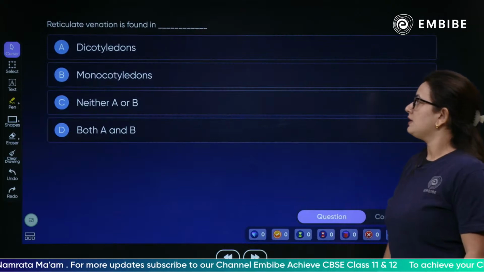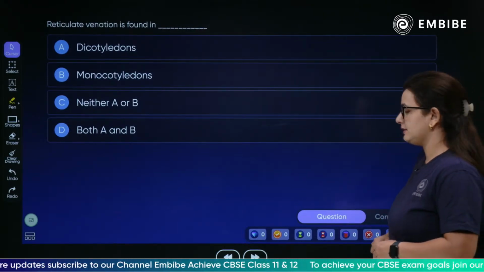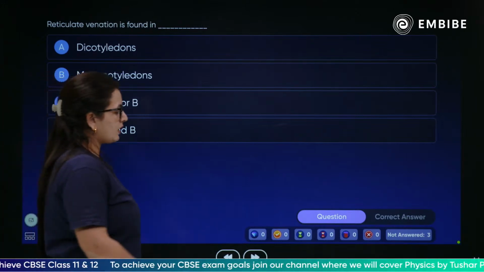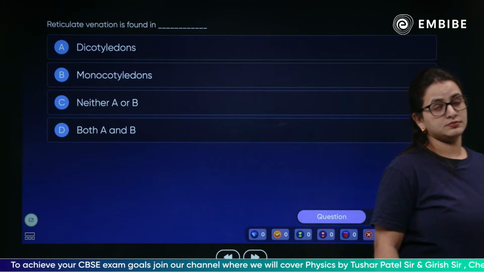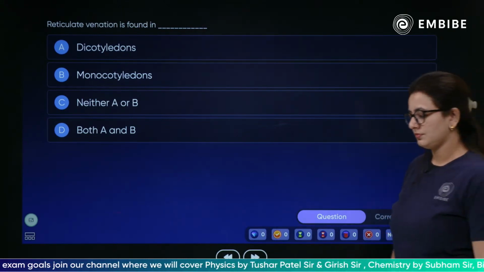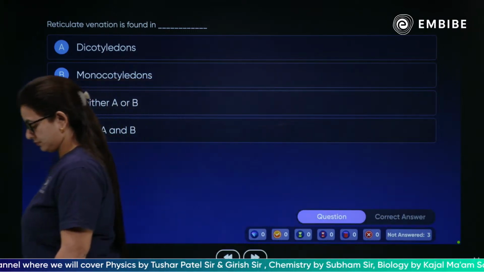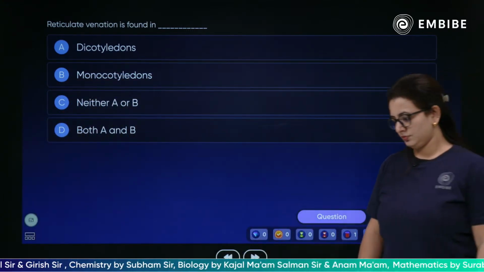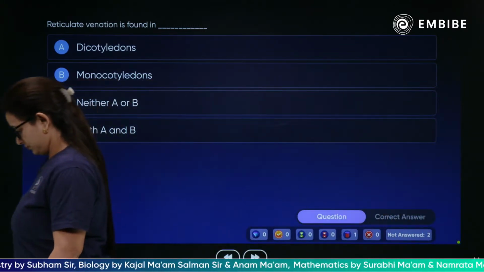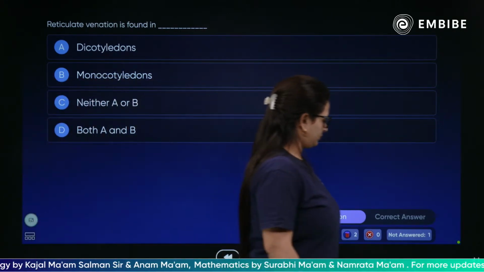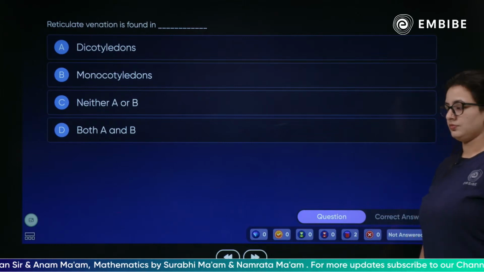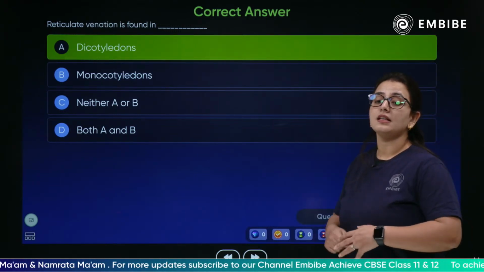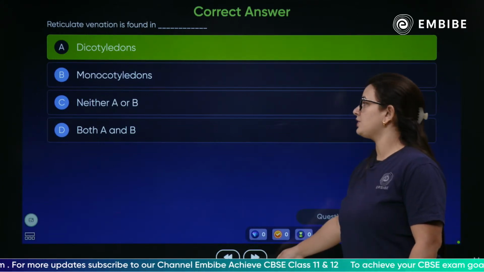Very simple. Next question. In which group is reticulate venation present? Very simple this is. The correct answer is of course the dicots. The dicotyledon families have reticulate venation, while the monocots have parallel venation. Very simple.